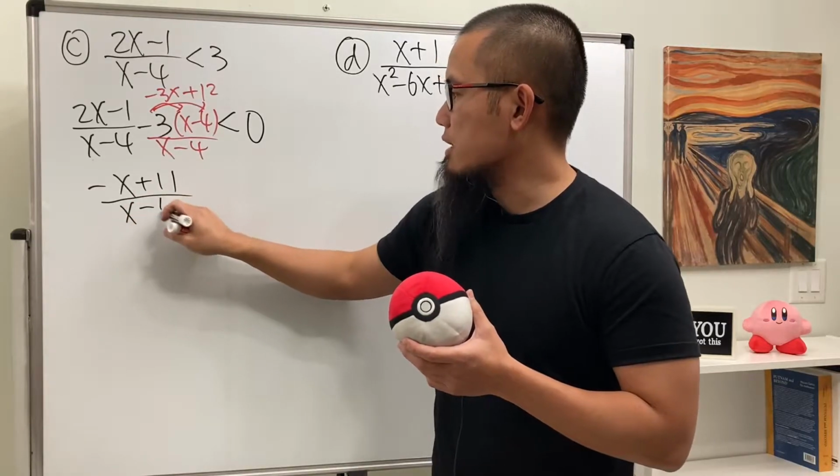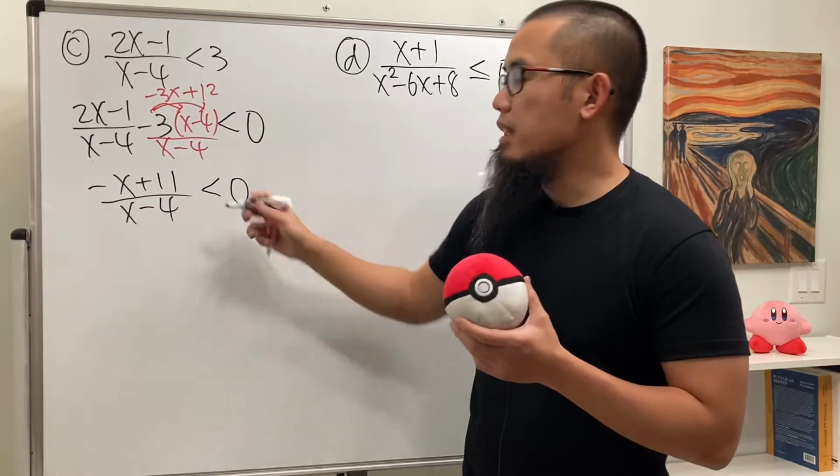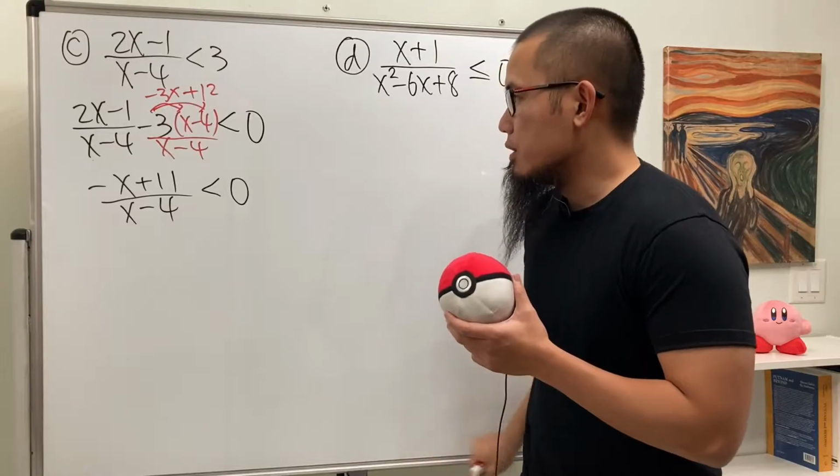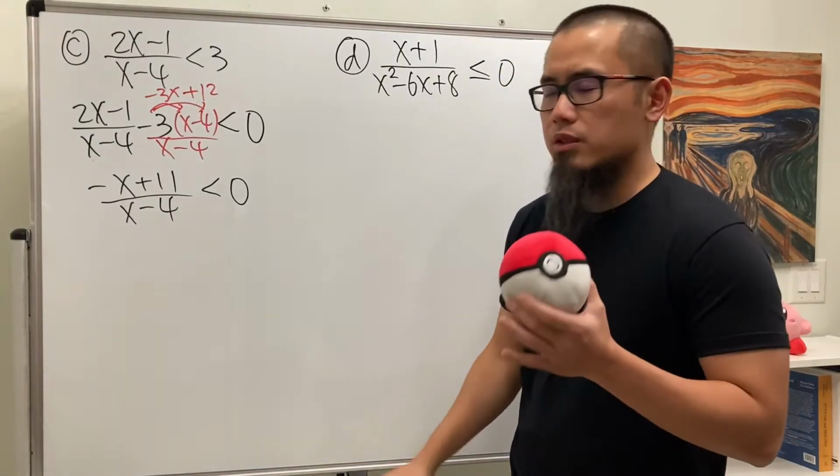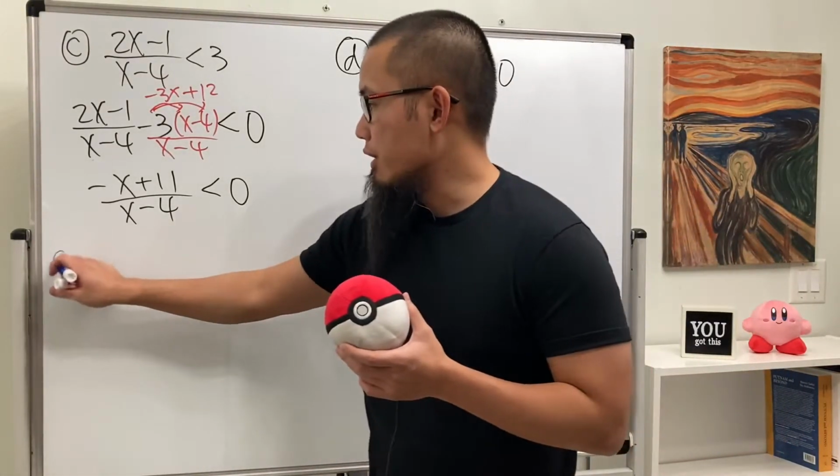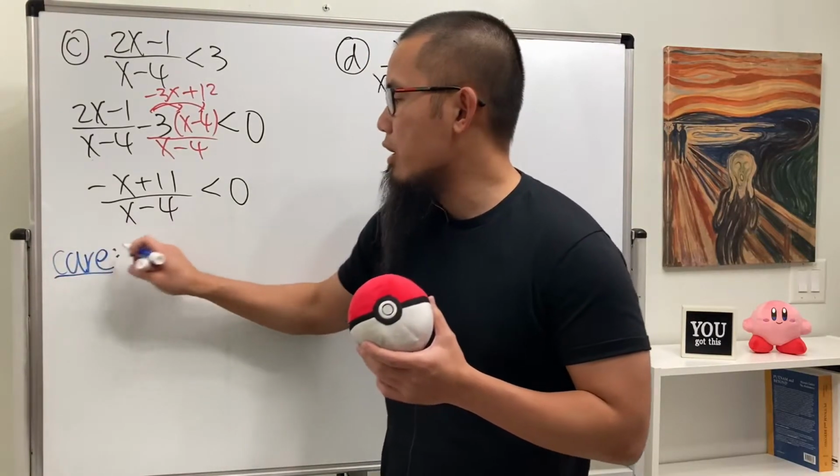Of course, it's just x minus 4. And this time, we want this to be less than 0. Okay, so that's just the typical things that we do. Again, just compare with 0. Now, let's go ahead and find out the numbers that we care.